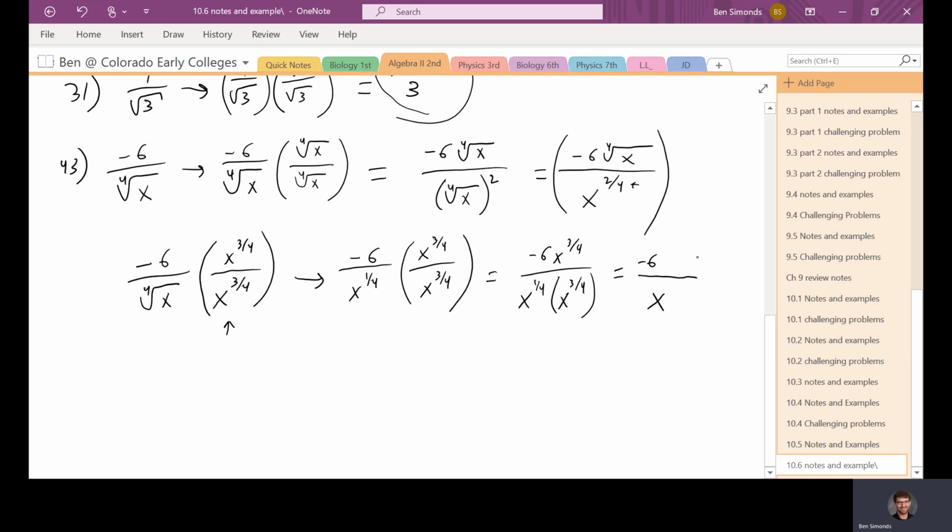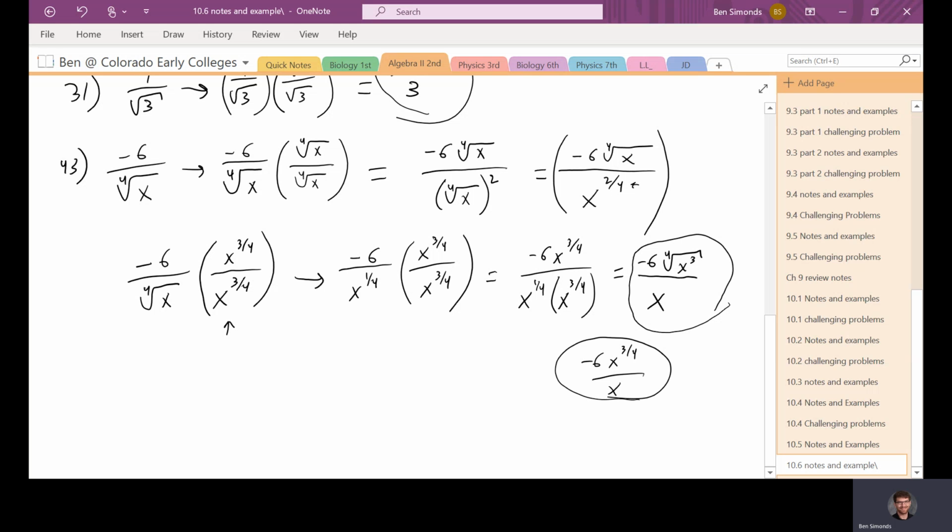And up top we still have, in this case, the 4th root of x cubed. x to the 3/4 is the 4th root of x cubed, or you could just leave it as x to the 3/4. That's also fine. But I wrote it in radical form here because most of the problems in the book today are in radical form, so I figured I would keep it the same. But you could have also written -6 x to the 3/4 over x. That would have also been a perfectly acceptable way to write this.